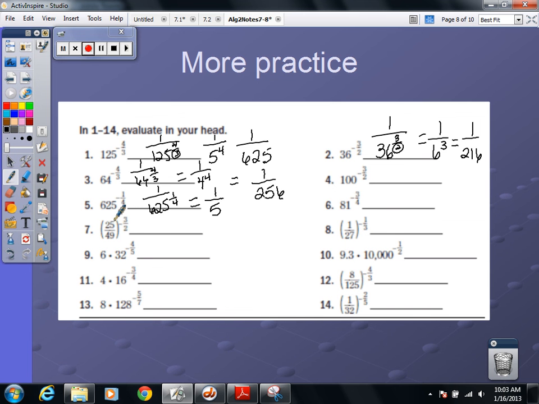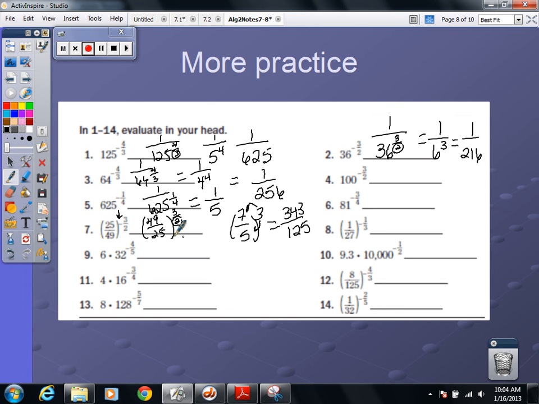Okay, this is a little different because I have a fraction to a negative rational exponent. So I'm going to take care of that negative first. I'm going to flip my fraction: 49 over 25. Now it's to the positive 3/2. I'm going to square root both top and bottom first, and I'm going to get 7/5 to the 3rd power. 7 to the 3rd power is 343. 5 to the 3rd power is 125.